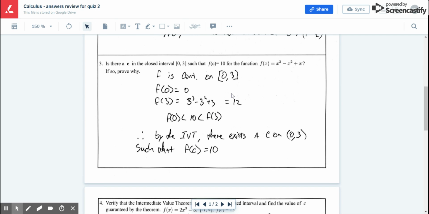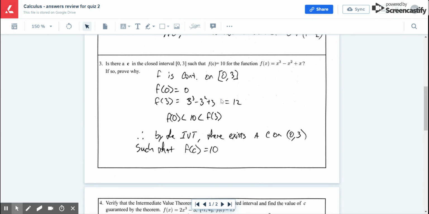Number 3, is there a c on the closed interval 0 to 3 such that f of c equals 10 for my function? Again, this thing is continuous, no fractions, no piecewise, no trig, so it's definitely continuous. I need to find my function values of the endpoint. So f of 0 equals 0. f of 3 equals 12.